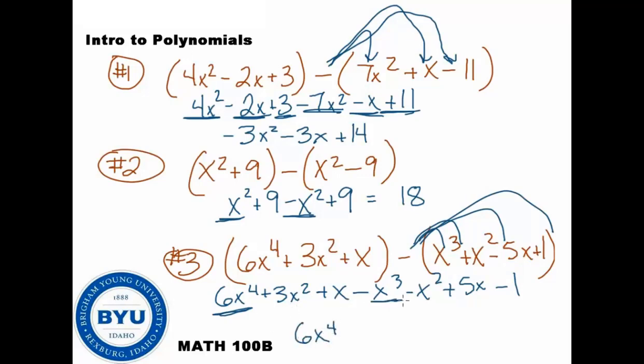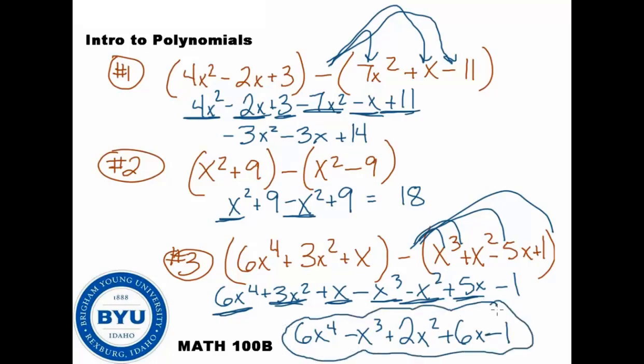X cubed, here's an x cubed. No other x cubes though, so we'll just write that in, minus x cubed. x squared. So 3x squared minus x squared. So 3 minus 1, that's 2x squared. Here we have a plus x and a plus 5x. That's plus 6x. And lastly, a minus 1. So that is the answer for the third one.